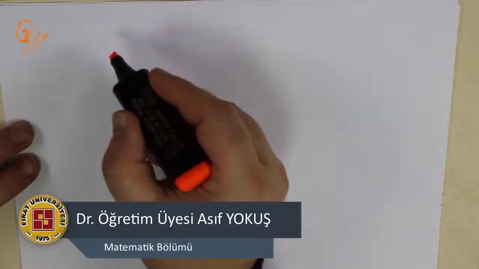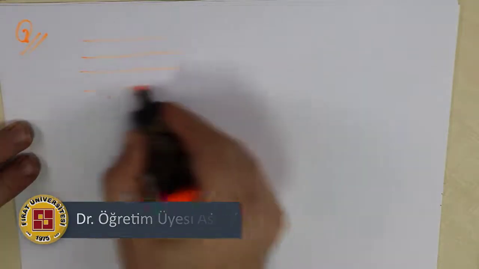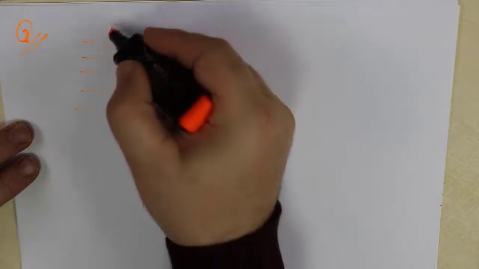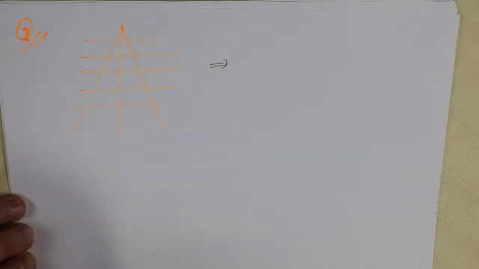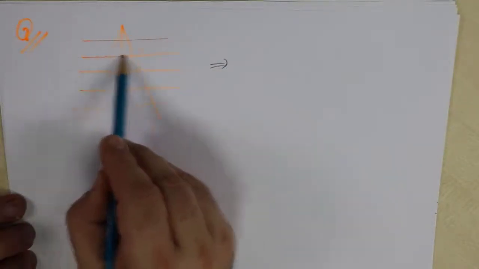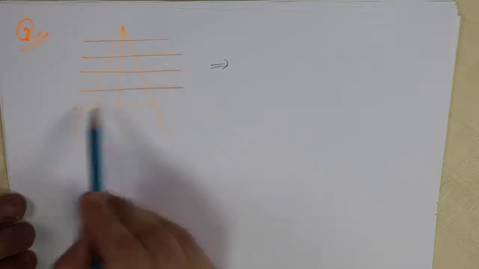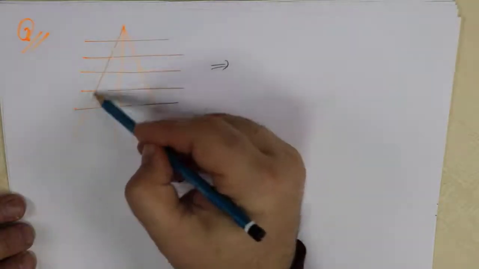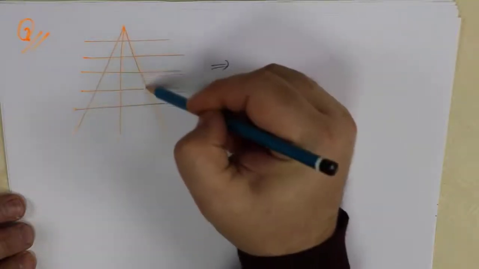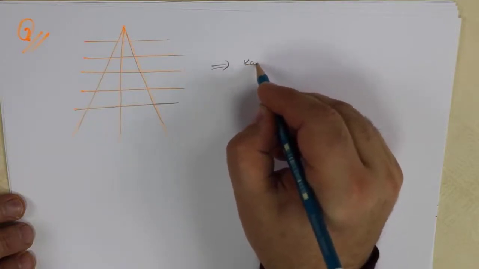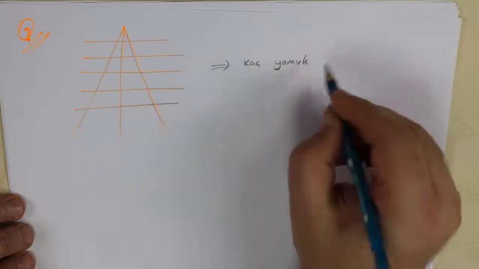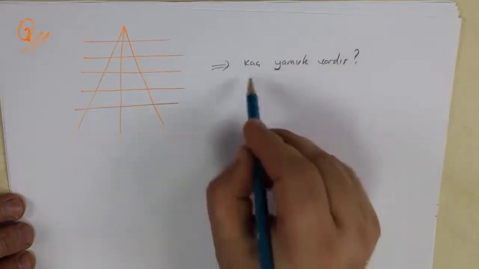Here, let's say we have 1, 2, 3, 4, 5 parallel straight lines, and we have 3 different inclined lines like this. When we have such a geometric shape, we are asked how many trapezoids are available in this diagram. So the question is, how many trapezoids are inside or within this diagram? This is the question.